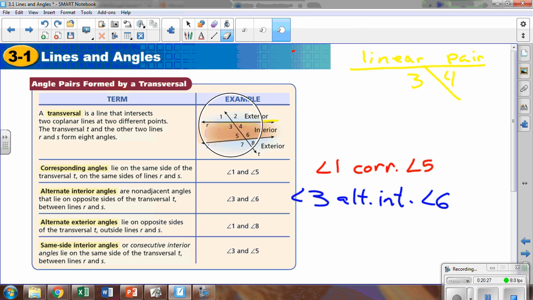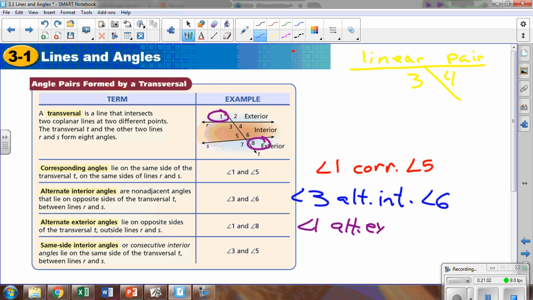Okay, further, we also have alternate exterior. And so, of course, they tell us the same thing. Alternate, so opposite sides of the lines, opposite sides of the transversal, but on the outside. So if we grab an outside angle, go to the alternate side, and alternate side of the transversal too, we would have angle 1 is alternate exterior with angle 8. And of course, we could then recognize another pair. Angle 2 is alternate exterior with angle 7.